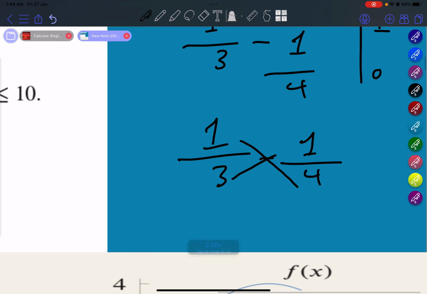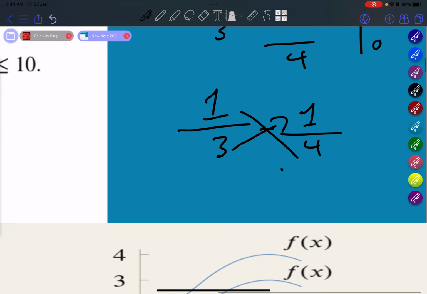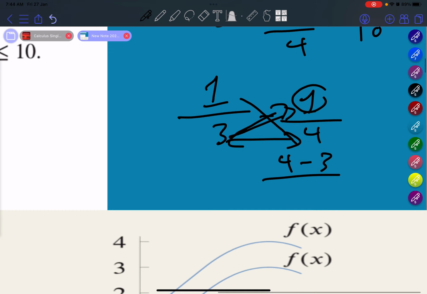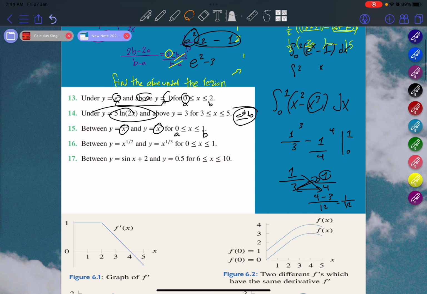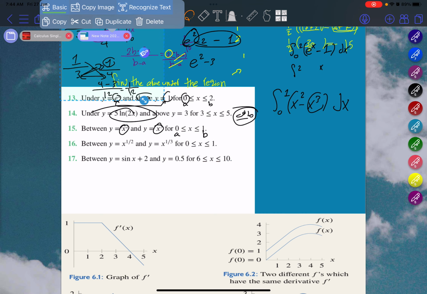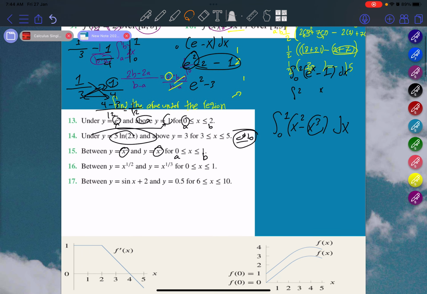We may multiply or crisscross, so 4 times 1 is 4, 3 times 1 is 3, minus, then multiply the two denominators, 3 times 4 is 12, 4 minus 3 is 1 over 12. That's how we solve question 15. Now let's put this anywhere else.